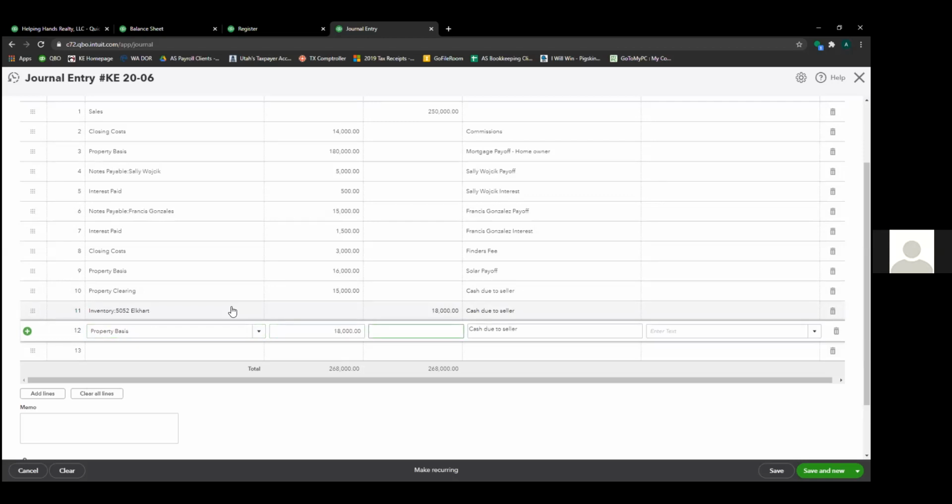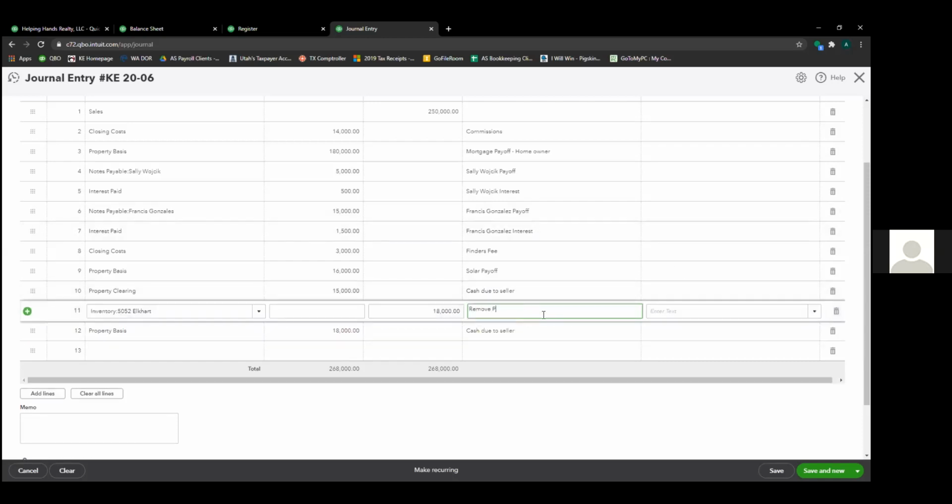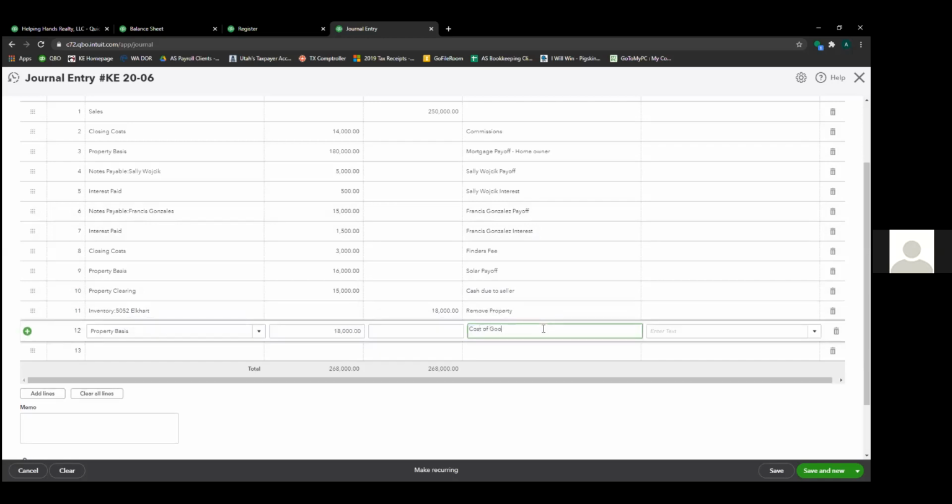Oh, I see. Okay, so inventory 52 L cart, that's going to have all of the info of all the things that we already paid, and it'll just have it as one line item, more or less. Exactly right. So we're going to pick it all up at once at the end when you sell it and remove it at once. Oh, okay. That makes a lot more sense. Okay. So this is remove property, and then this is our cost of goods sold, essentially, property basis. That makes sense? Yeah.